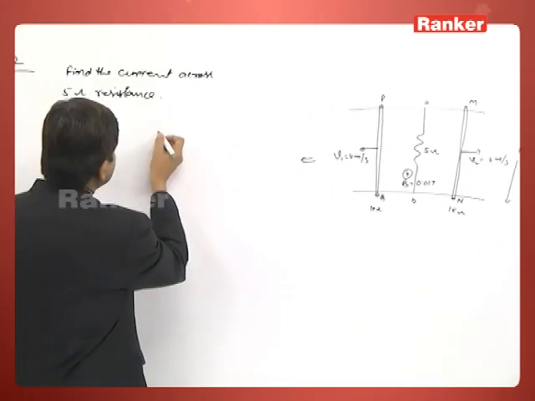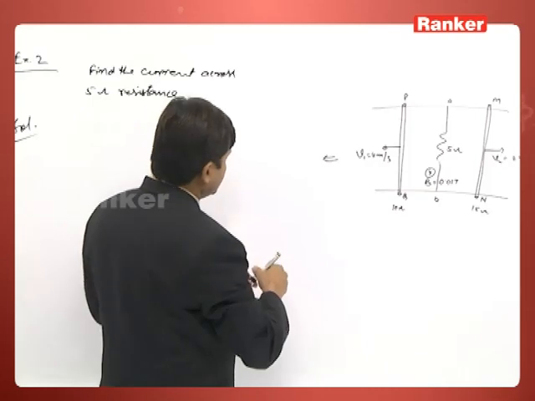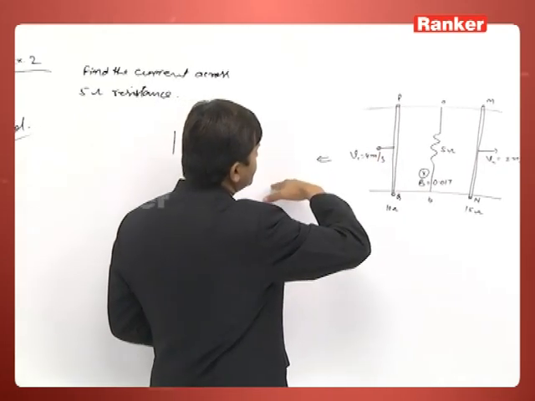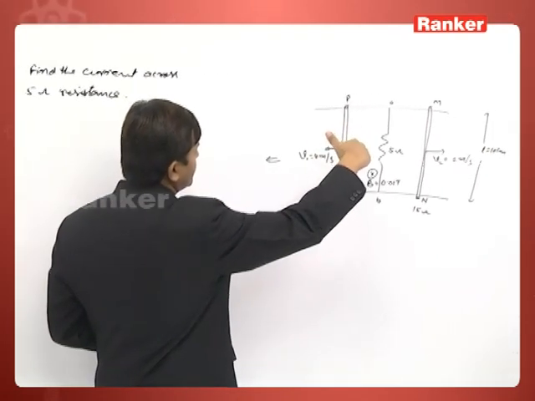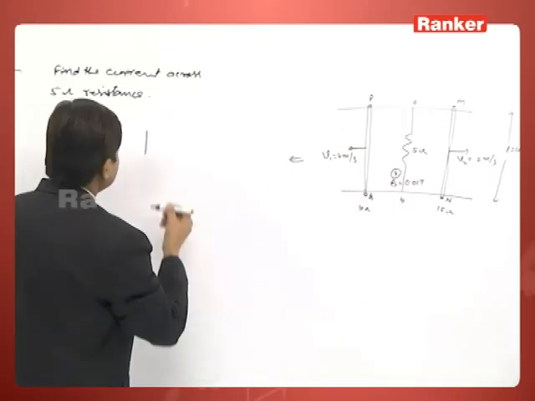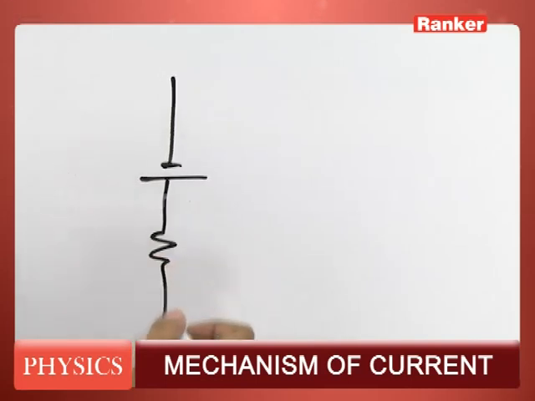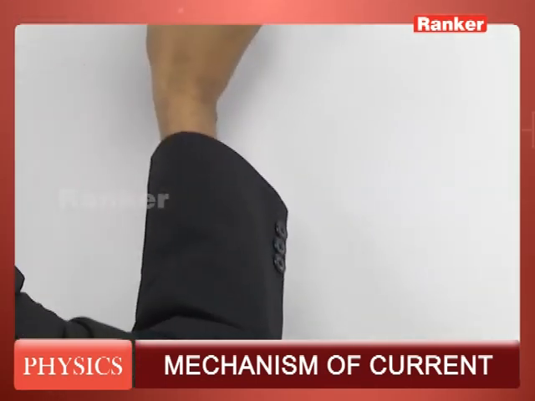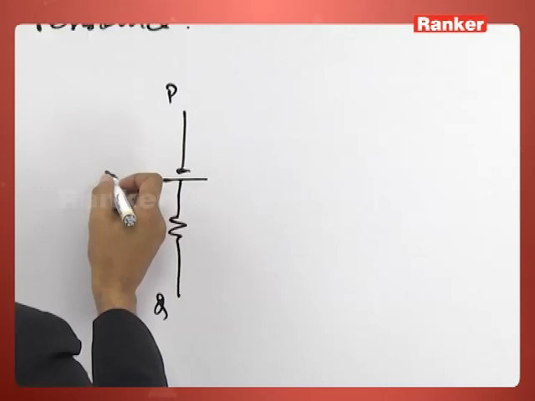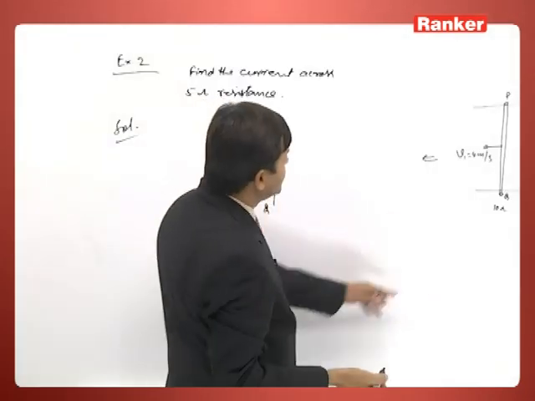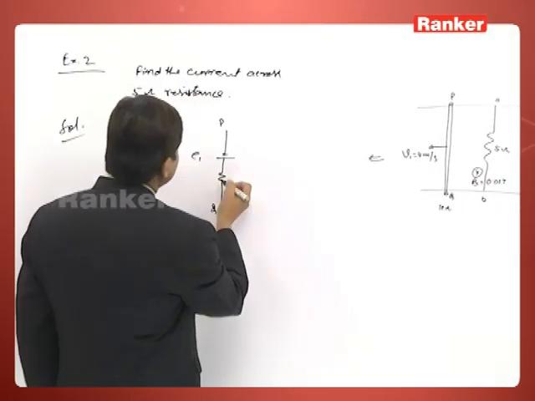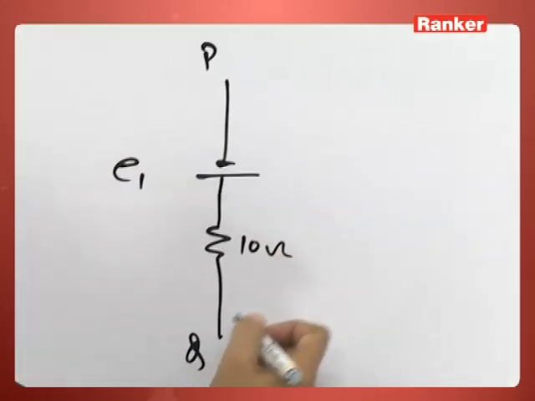In place of P and Q, the velocity is in this direction and the magnetic field is inward. So Q will be at higher potential. So we can draw it like this. This is point Q, this is P, and let the EMF be E1, and since the resistance is 10 ohm, this value here is 10 ohm.